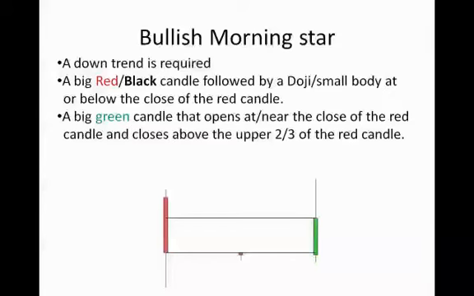followed by a doji or a small body candle. It's a small little red candle there. That is small enough. If it's much bigger than that, then I don't consider it doji or small enough. And that ideally should be below the close of the first big red candle. We then need a big green candle that is at or near the close of the red. That's the first red candle, and it closes above the upper 2/3 of that red candle's body. So I don't want it to be in the lower third. I'd like it to be up in the upper 2/3.